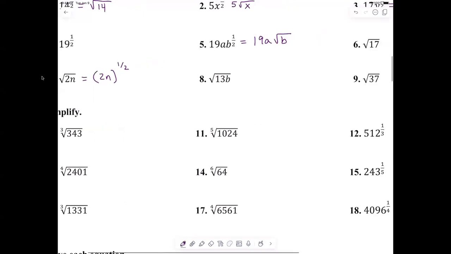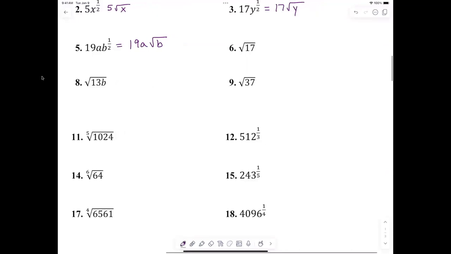All right, let's take a look at number 9. That would just be what? 37 to the 1/2. If you put parentheses around the 37, it wouldn't matter. All right, that's just basic information. That's something you just have to know.